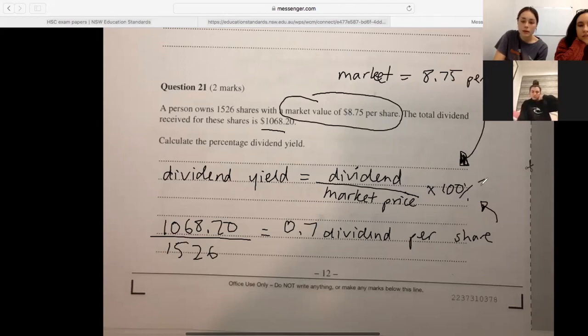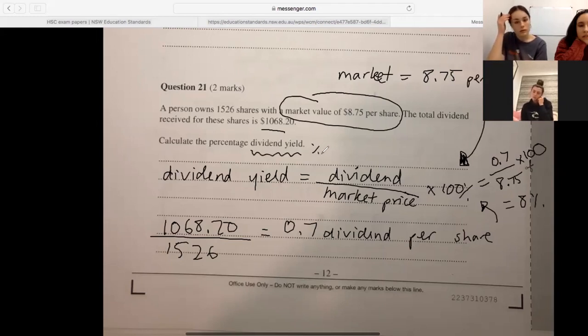So then it will be 0.7 over 8.75 times 100%. So it should give you 8%. What's the 8 points? Oh, wait, it's the price. Sorry. And dividend yield will always come out as a percentage. Okay.